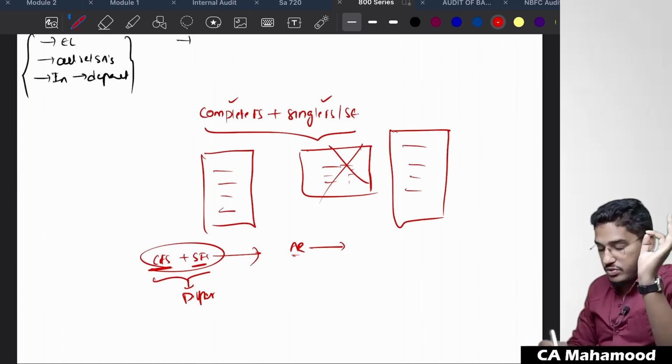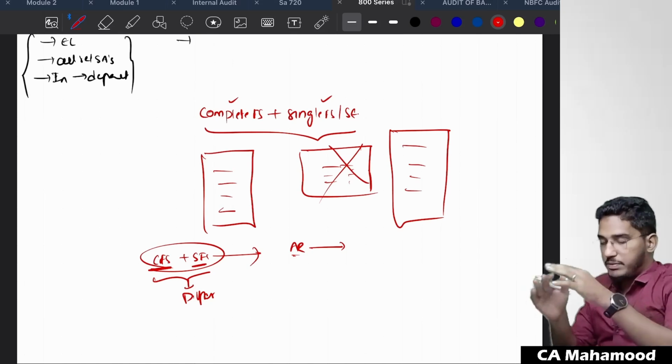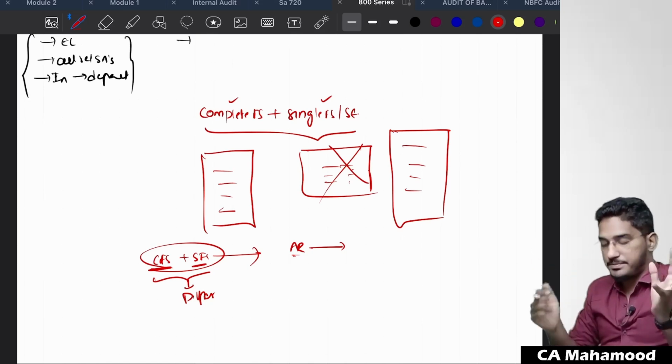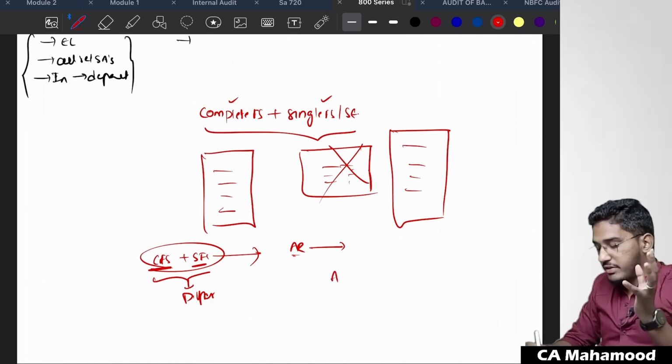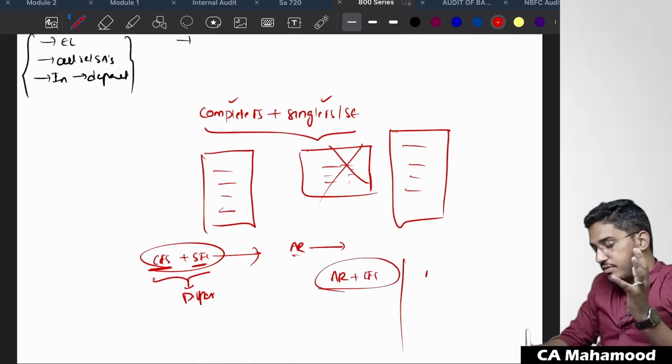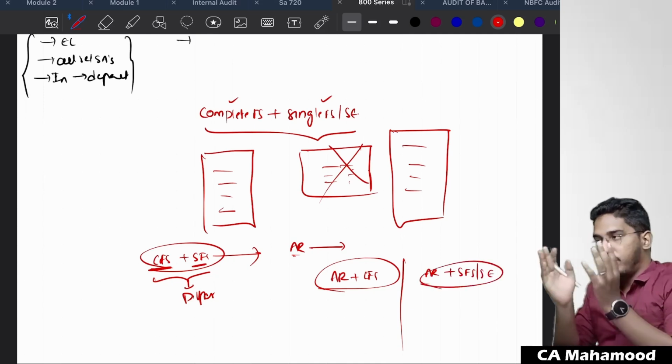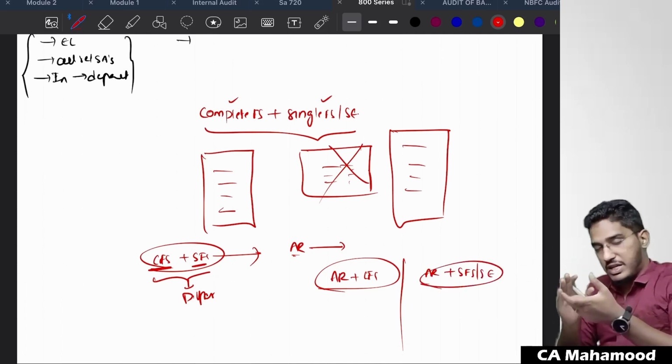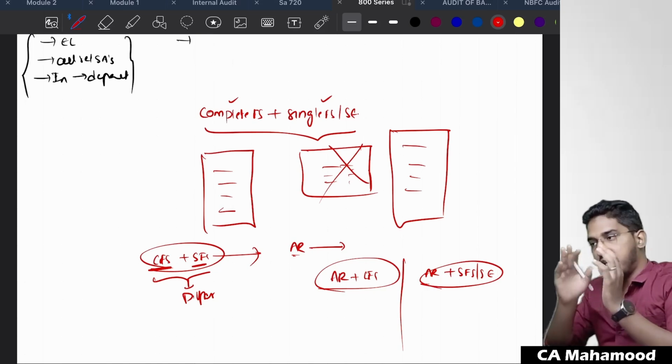But what you are supposed to do is differentiate them both. That means you have to keep separate headings. For example, first you give the audit report and complete financial statements. After that, you give the audit report on the single financial statements, along with that single financial statement or specific element. So you have to divide both in the same document. You can happily publish both in the same document, but divide it properly.